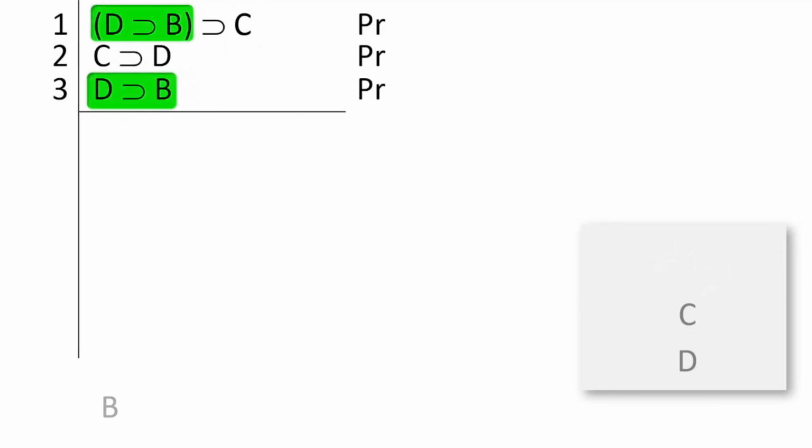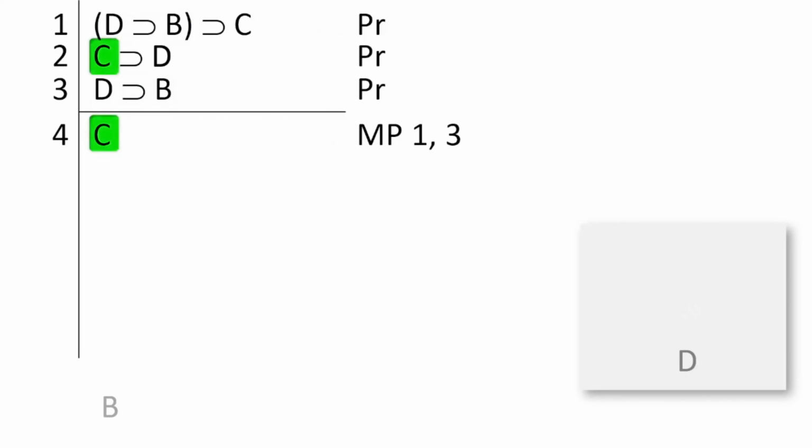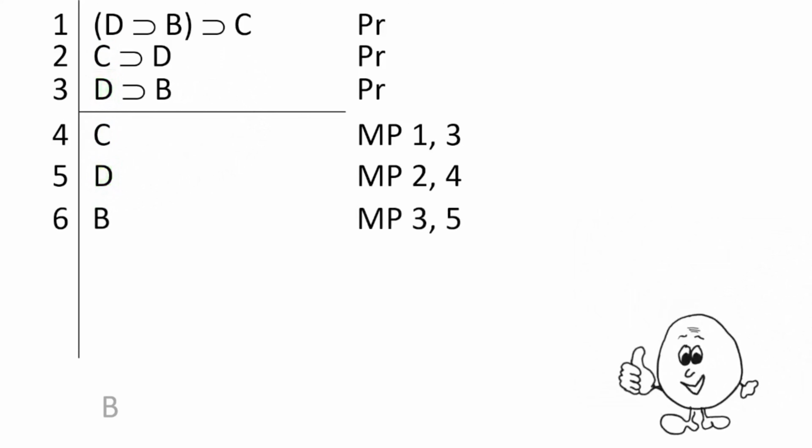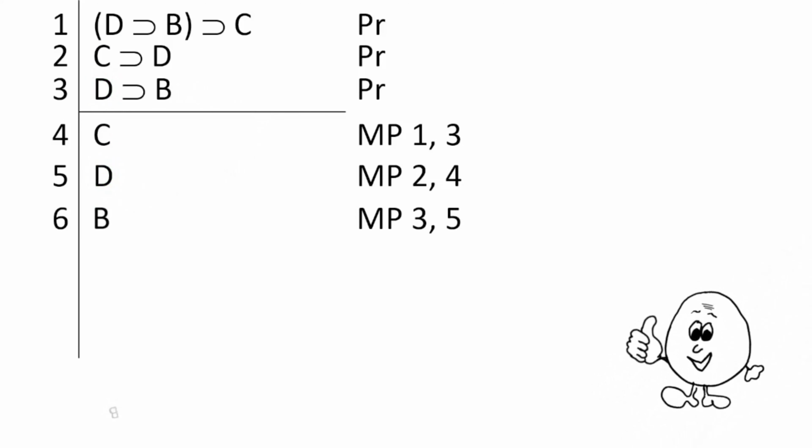We match the antecedent of the conditional in line 1, and we can then detach the consequent. We can get C. We match the antecedent of the conditional in line 2, and we can detach D. And now what remains is the final step. We can get B, we can detach it, because we can match the antecedent of the conditional in line 3, and this will allow us to apply Modus Ponens one final time.